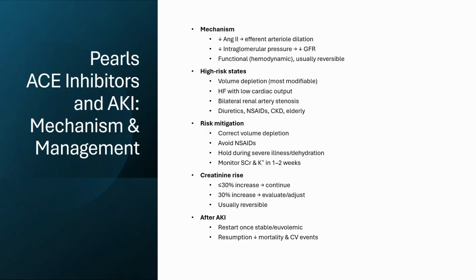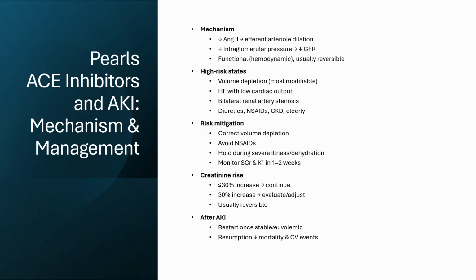Serum creatinine should be monitored to evaluate kidney function within 2 to 4 weeks of initiation, and a serum creatinine increase of between 10 to 20% is expected. Patients who experience a creatinine increase of greater than 30% within 4 weeks should have the medication stopped or the dose decreased. Resuming an ACE inhibitor after an acute kidney injury is associated with significantly lower all-cause mortality and reduced adverse kidney events.